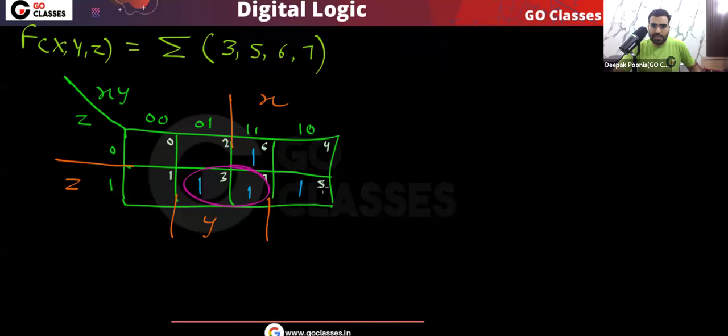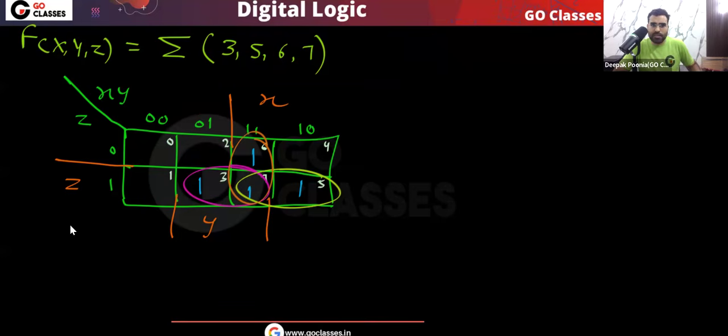Now let's see this one. From this one's point of view also, this is a useless neighbor, because this cell is 0. The only useful neighbor is this one, so let me make this cube also. Now what about this one? For this one also, these are useless neighbors, because these are 0 cells. The only useful neighbor is this one. So these are the 3 cubes.